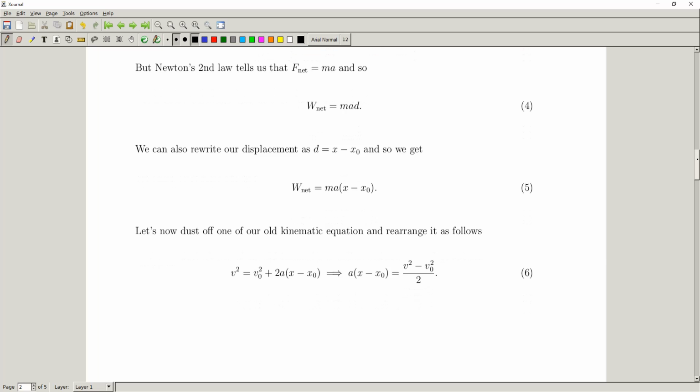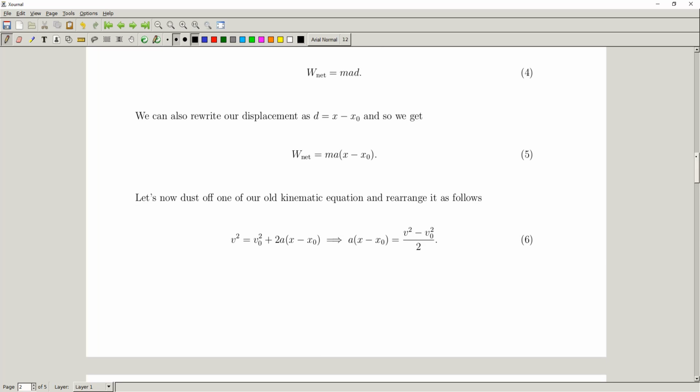And now, if we remember from our first module where we did all of our work on kinematics, we have an expression that looks like this, right? This is telling us that our final velocity squared is equal to our initial velocity squared plus twice the acceleration times our displacement here. And our displacement is just our final position minus our initial position.